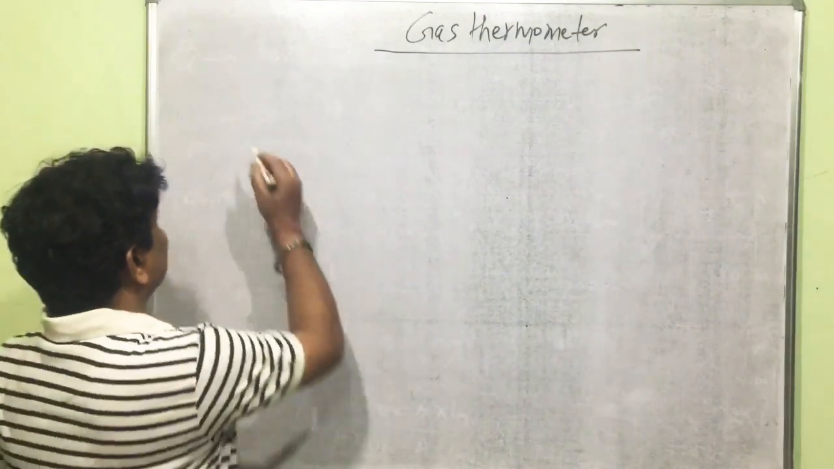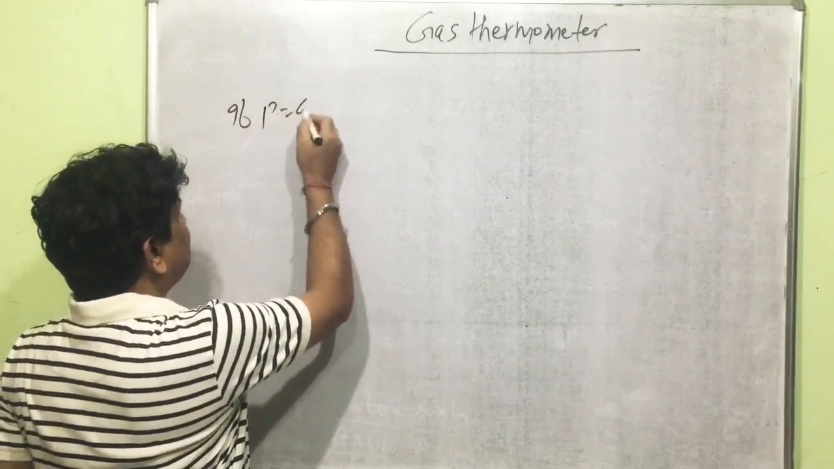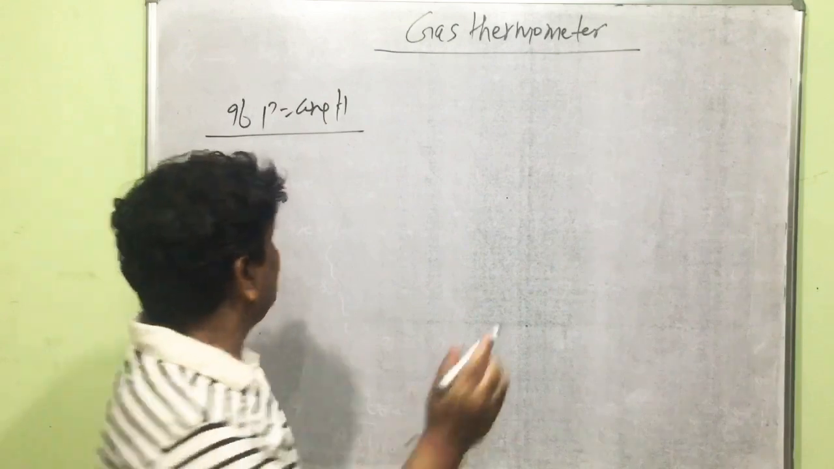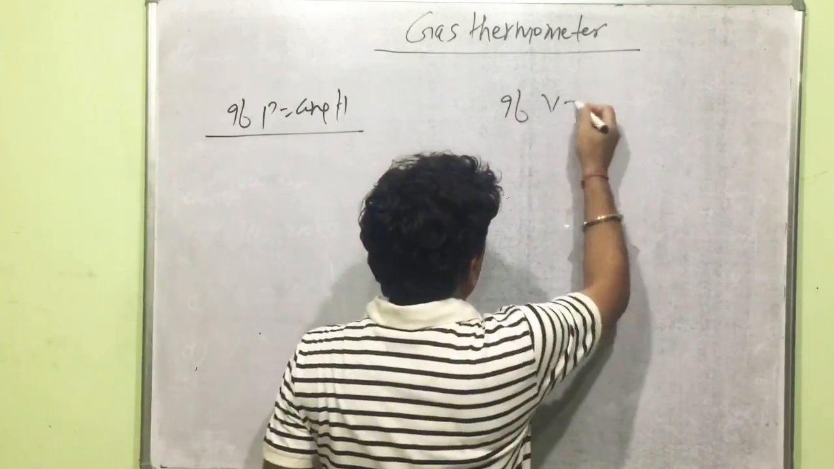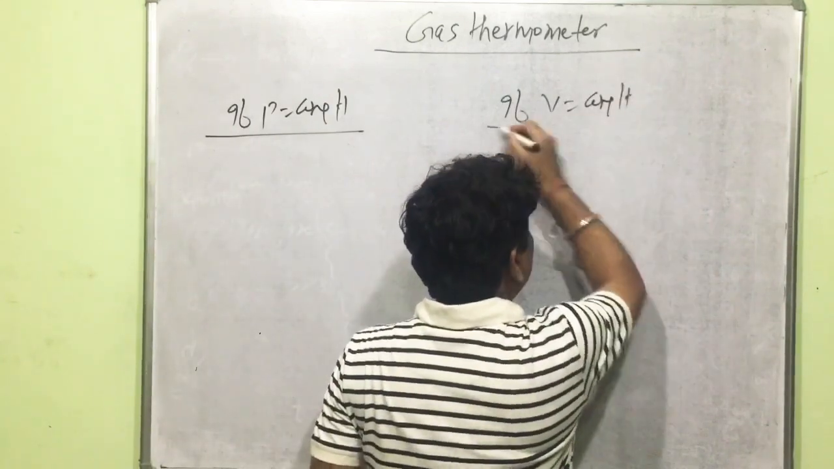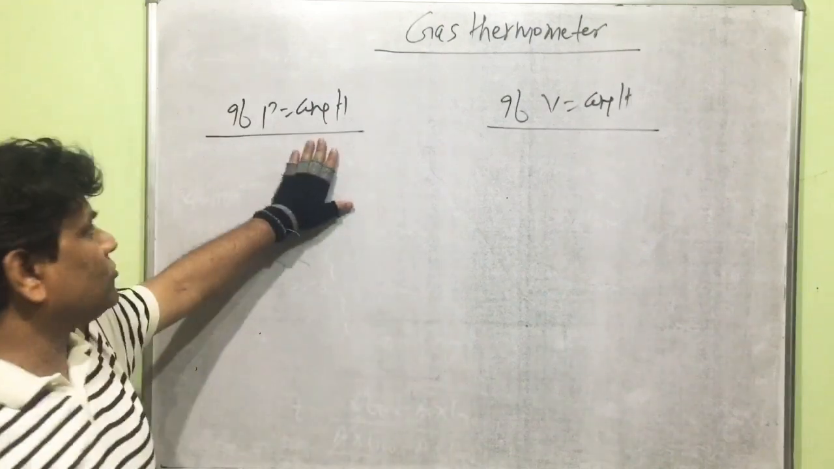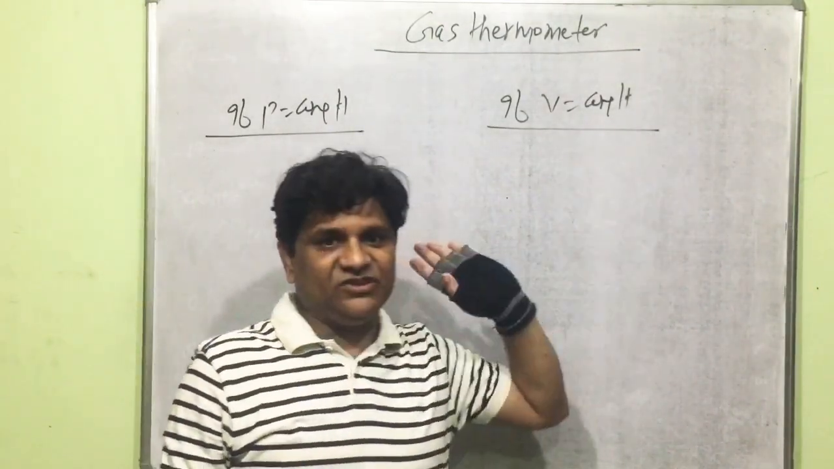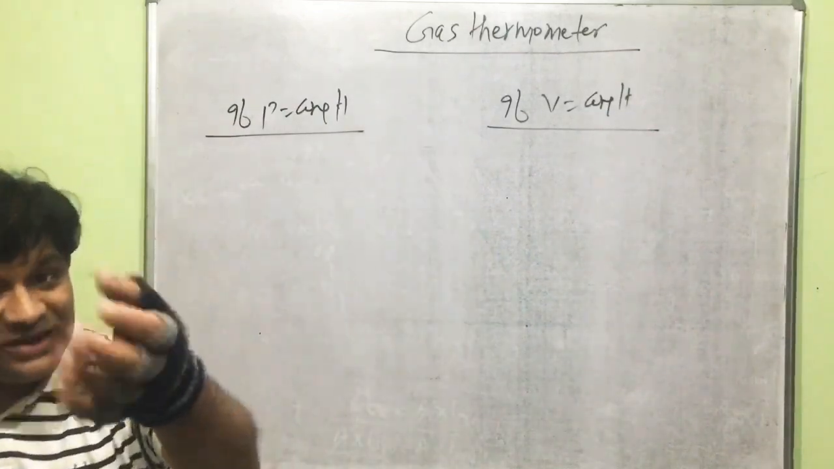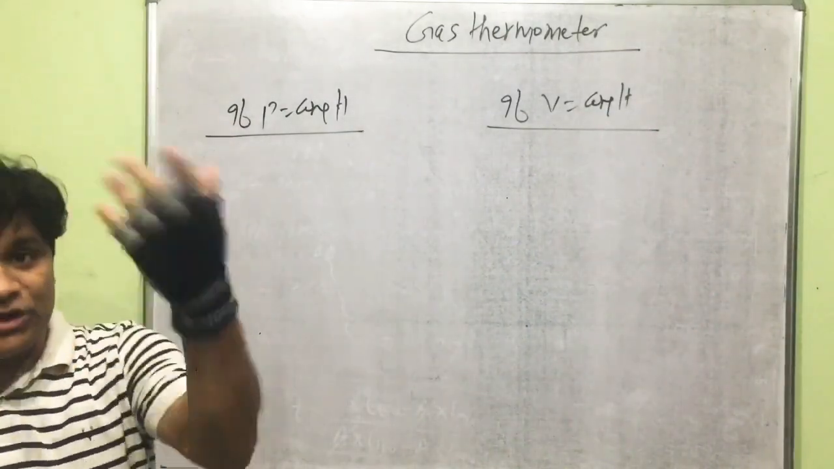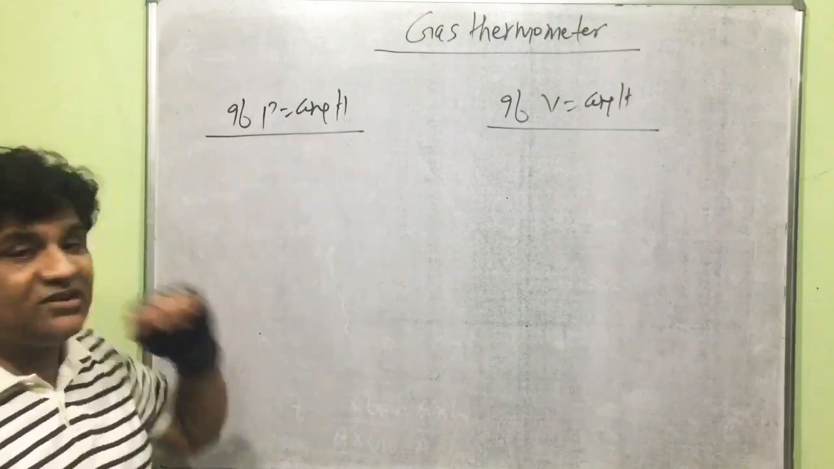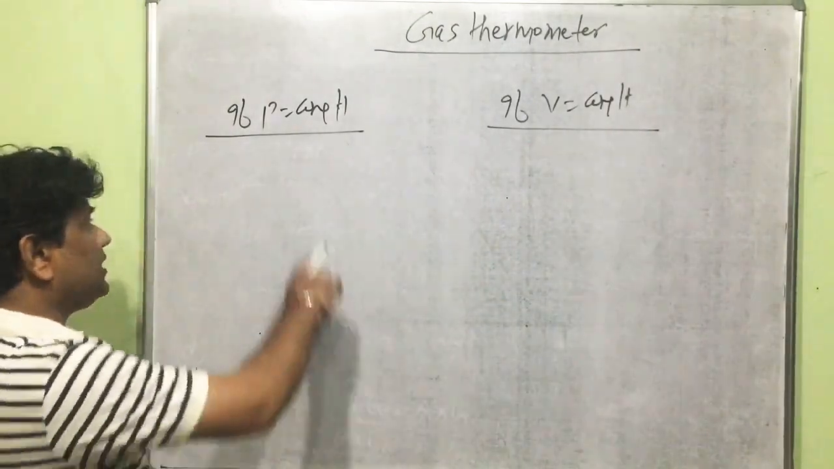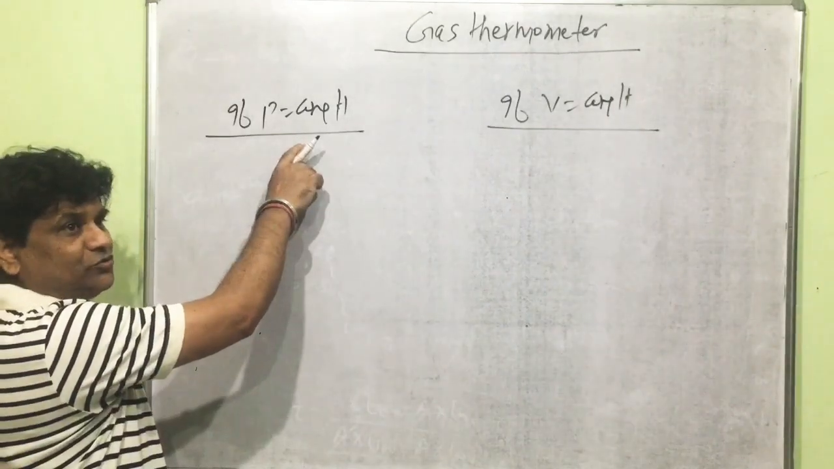Now if pressure is constant, volume will change, and if volume is constant, pressure will change. So here pressure constant, volume changes. Here volume constant, pressure changes. So this thermometer is based on the principle of change in volume or change in pressure. Now if pressure is constant, volume changes.